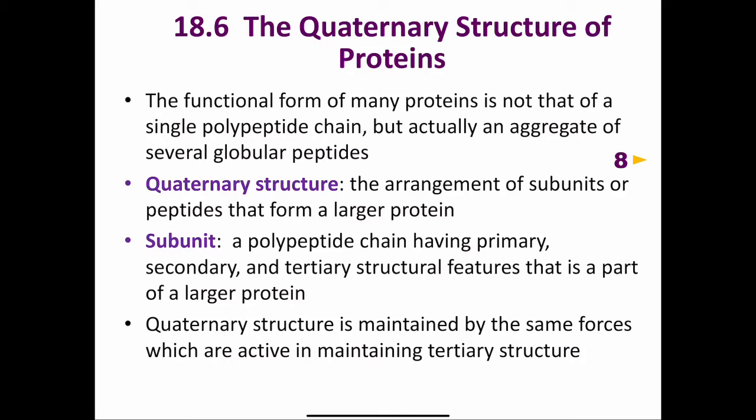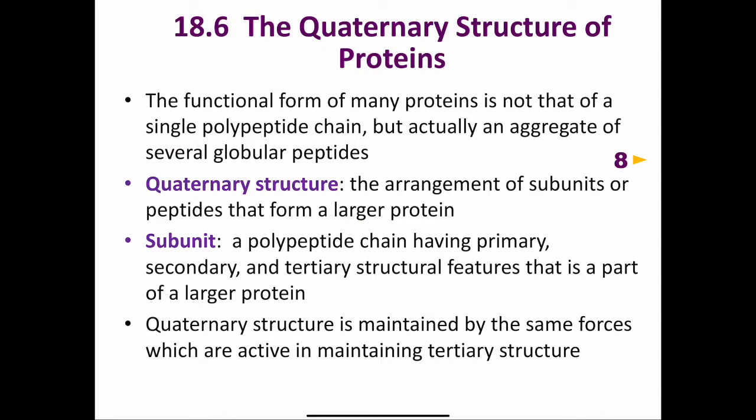Building off primary, secondary, and tertiary structure of proteins, we find out that the functional form, so the functionality or the activity of many proteins is not that of a single polypeptide chain, so just one peptide, but it's actually an aggregate or a conglomeration of several globular peptides, and we call that quaternary structure. So when we have two or more proteins that have tertiary structure and we aggregate them together, we get what's called quaternary structure.